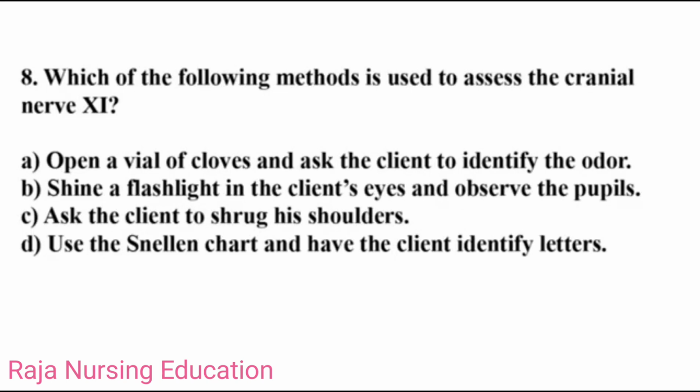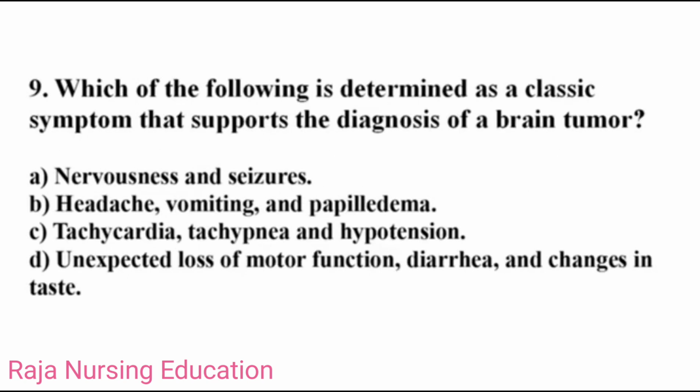Which of the following methods is used to assess the cranial nerve level? A. Open a vial of cloves and ask the client to identify the odor. B. Shine a flashlight in the client's eyes and observe the pupils. C. Ask the client to shrug his shoulders. D. Use the Snellen chart and have the client identify letters. The answer is C. Ask the client to shrug his shoulders.